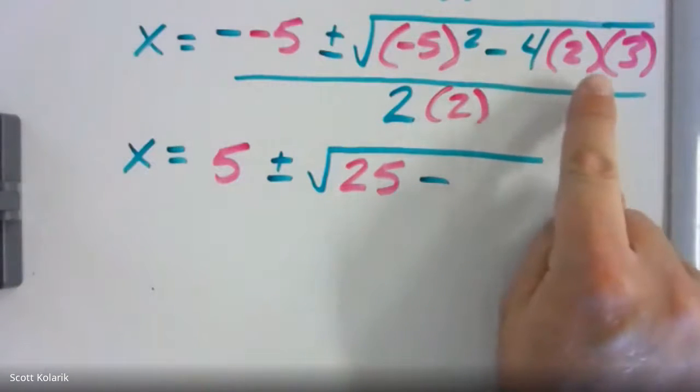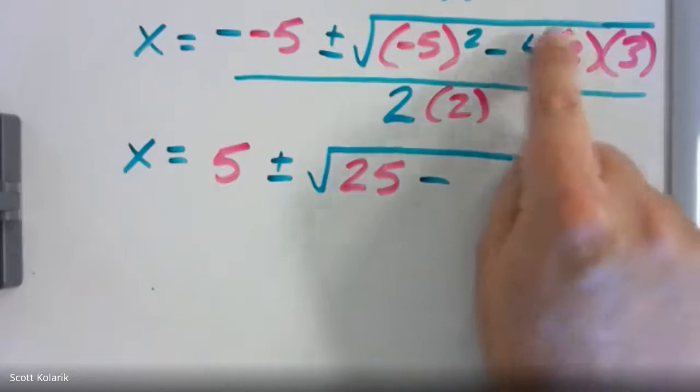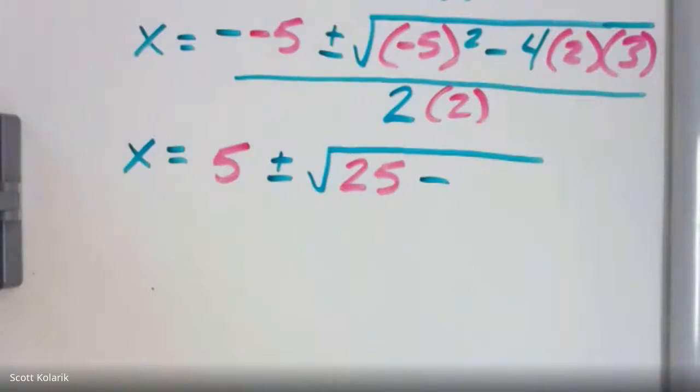But let me do the 4 times a times c here. I just do it in order. 4 times 2, that's 8. That 8 times 3 gives me 24.